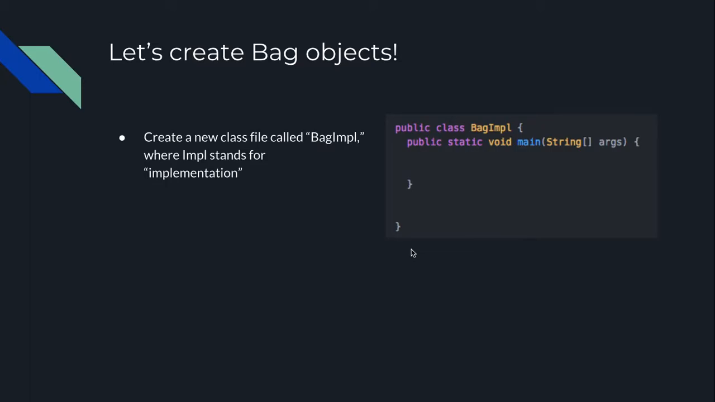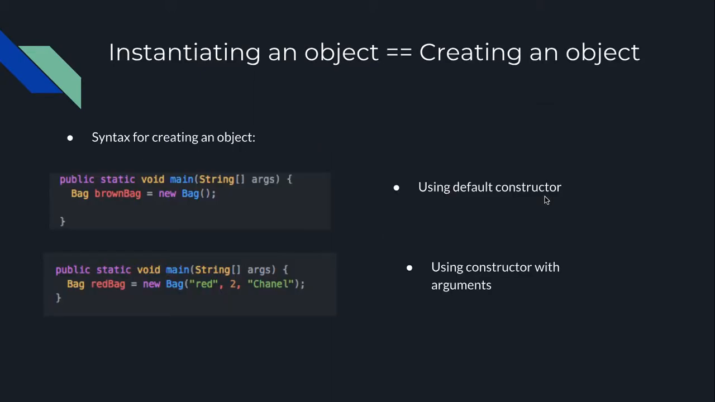We're going to be starting with a new class file, and here I'm going to be calling it a bag impl. And the impl is just the shortened version of implementation. And inside our main method is where we're going to be creating our bag object. So here once again, instantiate an object is the same thing as saying creating an object. It's just you're going to see this terminology often when you're in the CS field.